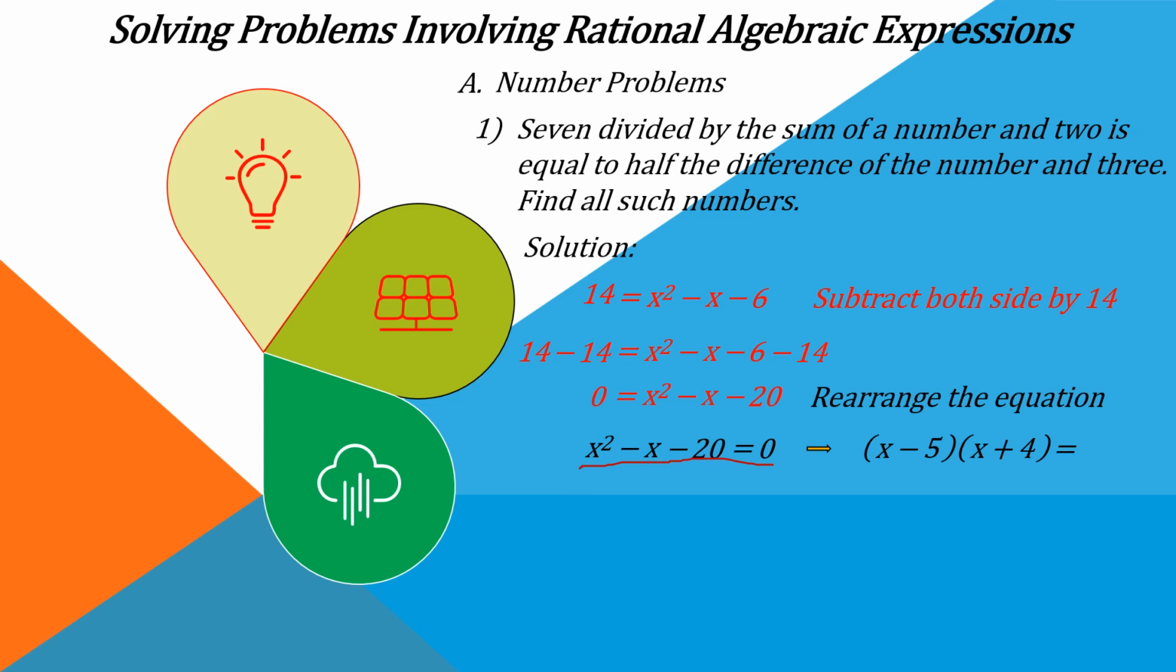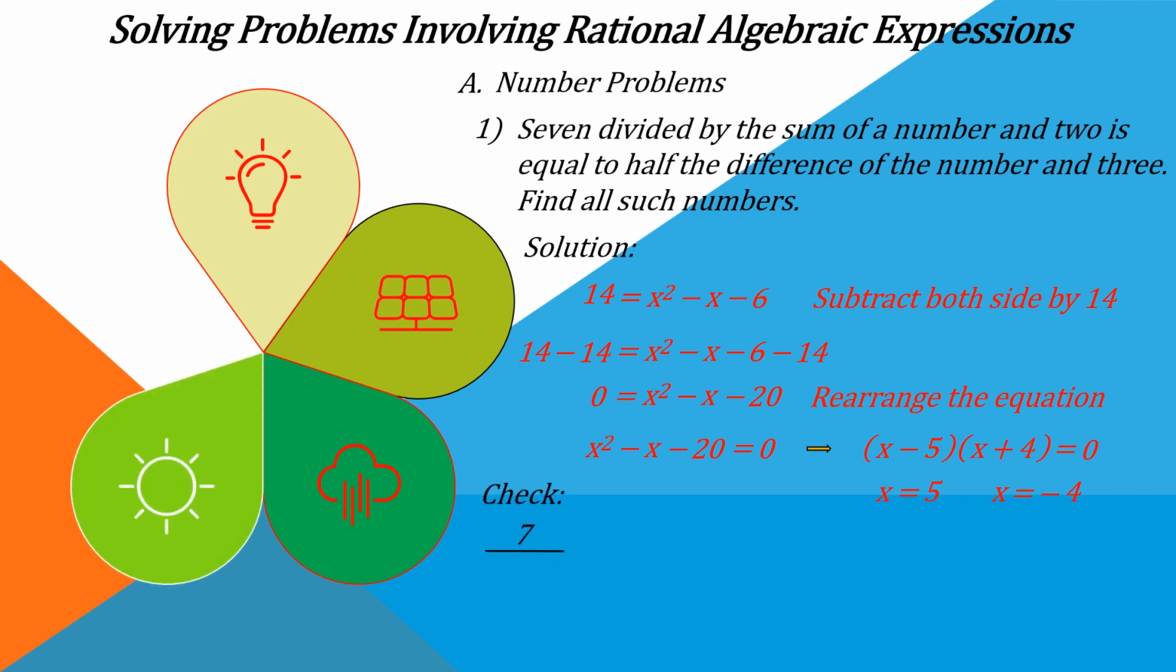I have also a video in factoring trinomials. I will put the description below so that you can watch also that video in order to understand more the factoring of trinomials. And this is equal to 0. So x is equal to 5 and x is equal to negative 4. And those are the numbers.